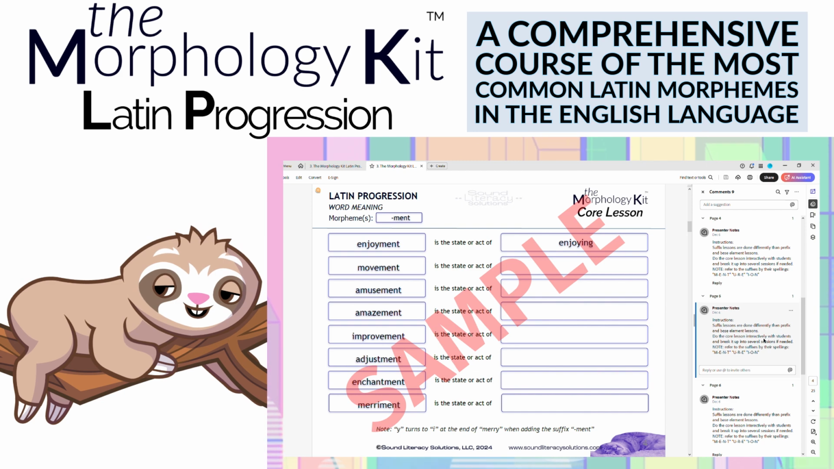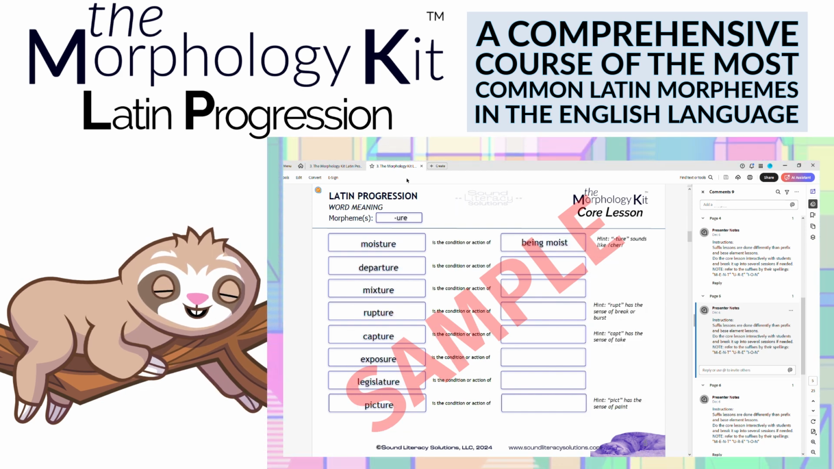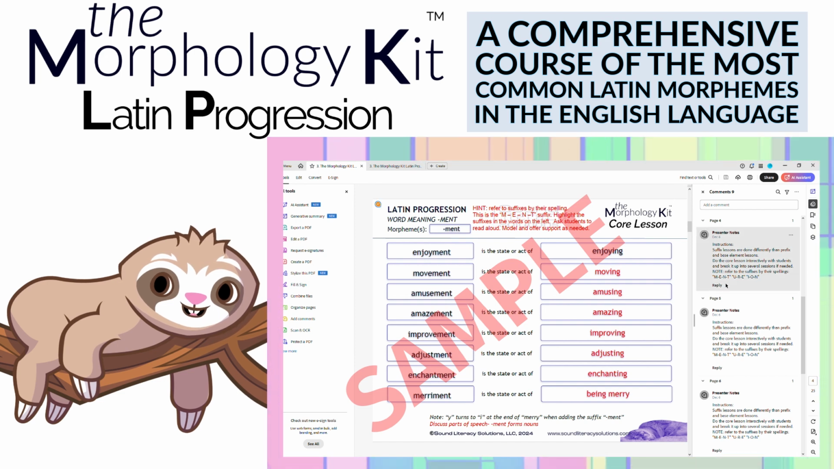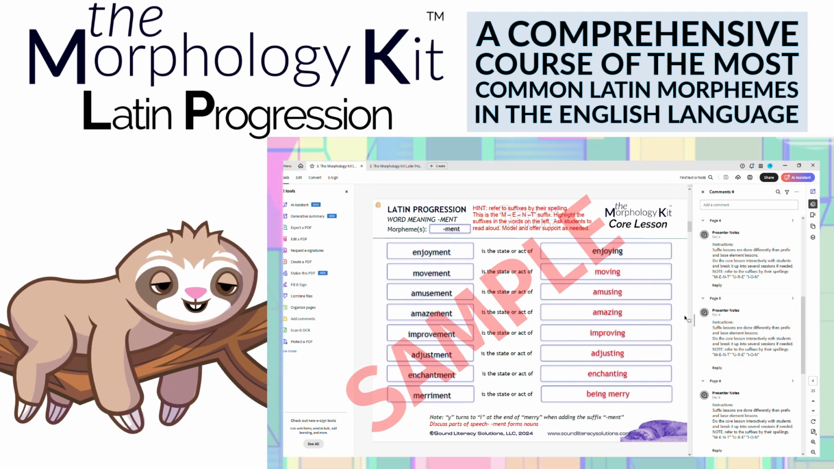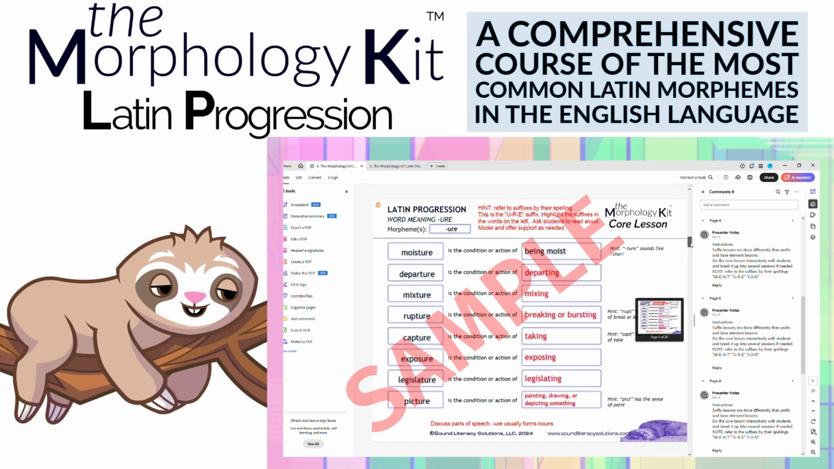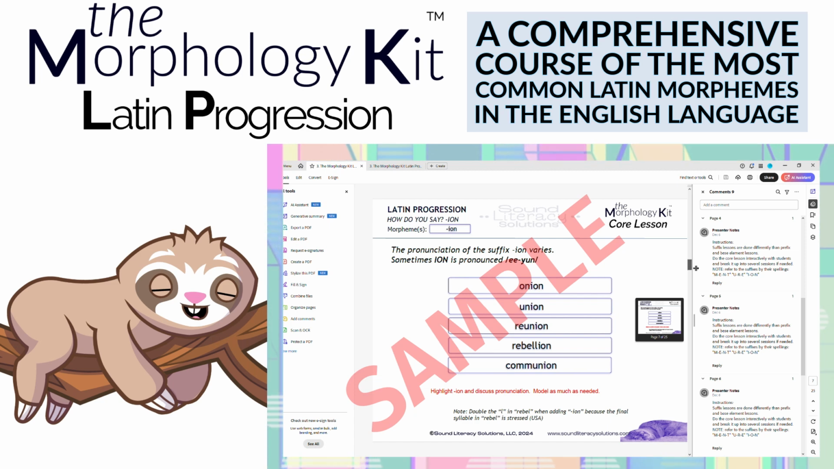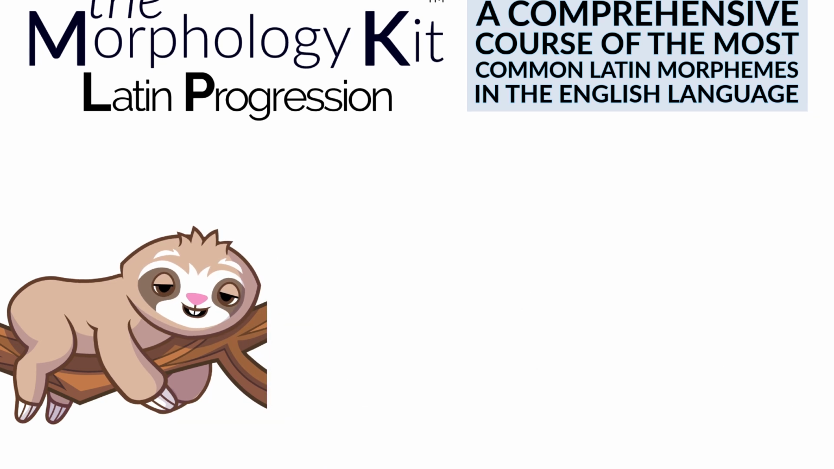With the regular practice from using these activities, your student will develop critical language skills that will serve them well throughout their academic journey. Enjoy this exciting adventure into the world of words with the Morphology Kit Latin Progression.